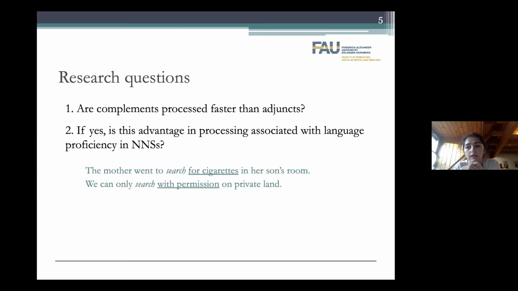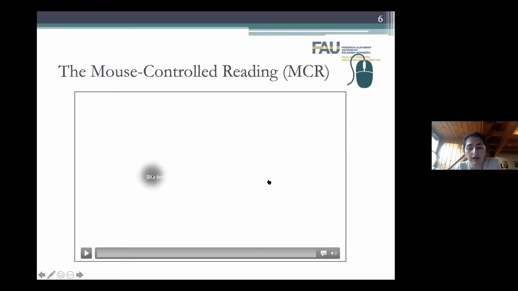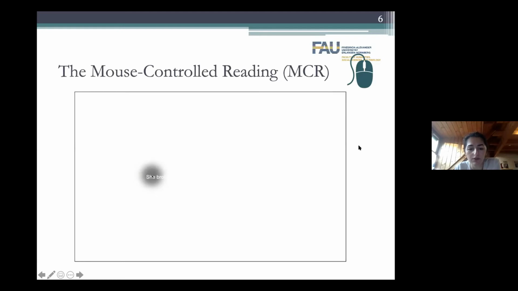So in this study, I've tried to design a method that would resemble, let's say, the eye tracking methodology, but would be with little cost. That's how I've come up with this method, the mouse-controlled reading. And I would first demonstrate it, and then I will comment on it. So the participant would basically read through the sentence by moving the mouse from left to right, in case of English.